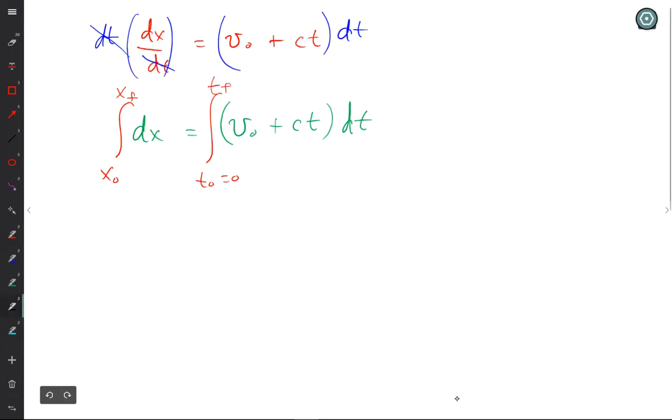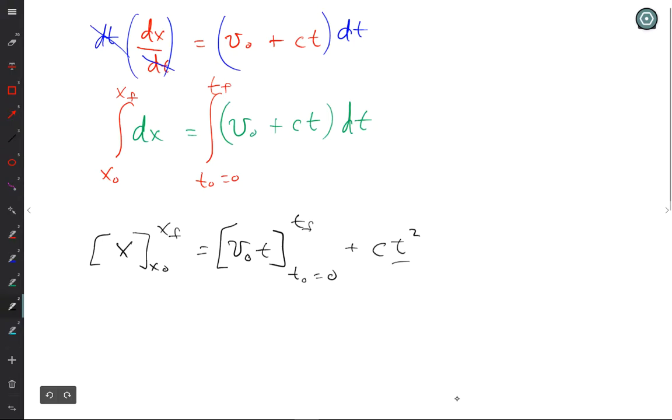So in black, I'm going to have the integral of dx is x. Integral of v0 dt is v0t. And the integral of ct dt, as we went through carefully, was ct squared over 2.